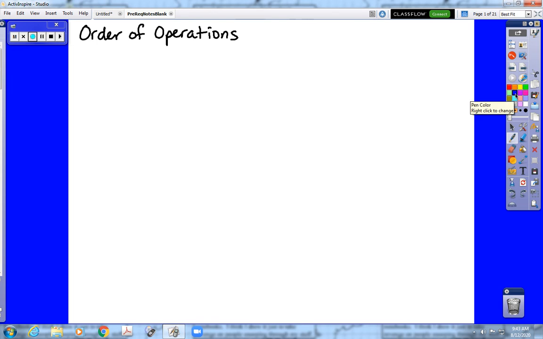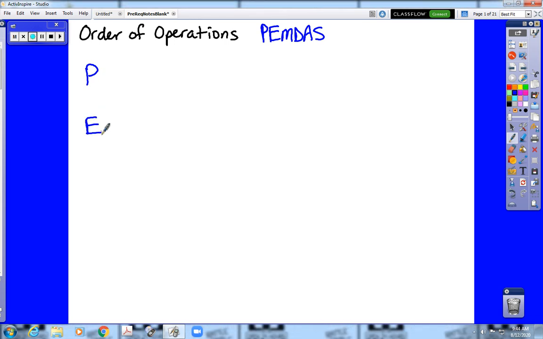So first of all, when most students think of order of operations, the first thing that should come to mind is the acronym PEMDAS. Now, I don't like to write it like that. I like to write it vertically so that we see what order things are supposed to happen in. P stands for parentheses.